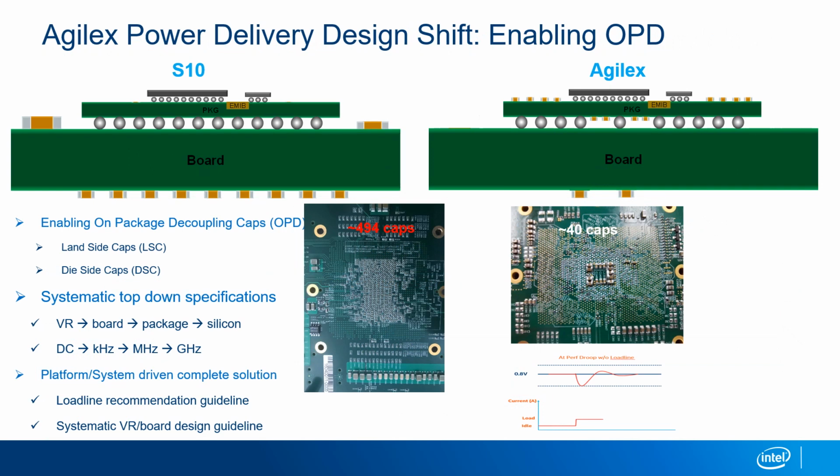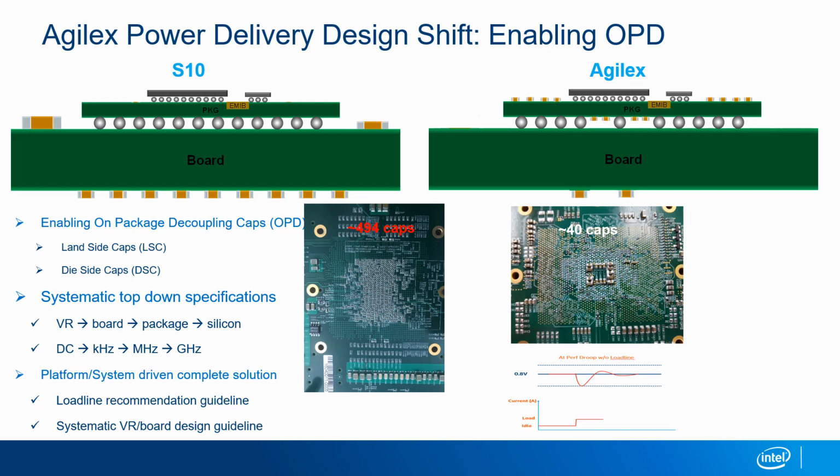Here's a slide that shows our power delivery design shift. We've enabled on-package decoupling capacitors on both the LAN side and the die side. We've changed our simulation methodologies where we now have more of a systematic top-down specification from the voltage regulator to the board, to the package, to the silicon, and then also from DC to high frequencies. We have a platform-driven solution in that we have load line recommendation guidelines and systematic VR board design guidelines. Again, essentially, we are simulating from the board level at the output of the voltage regulator all the way to the silicon end to end.